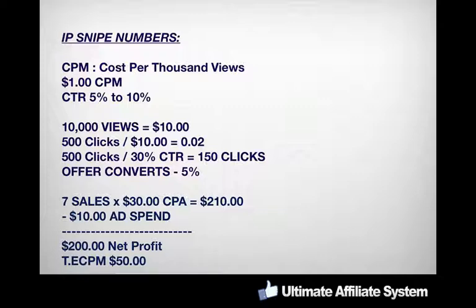So let's say 10,000 views is going to cost you $10 at $1 CPM. Let's say out of that we have a 5% CTR. It means 500 people actually clicked your ad. They clicked through, CTR, click-through rate. So 500 people clicked through at a $1 CPM, which was $10. So you take $10 divided by 500 clicks. That gives you what you're paying per click. So you have a 2 cent CPC.